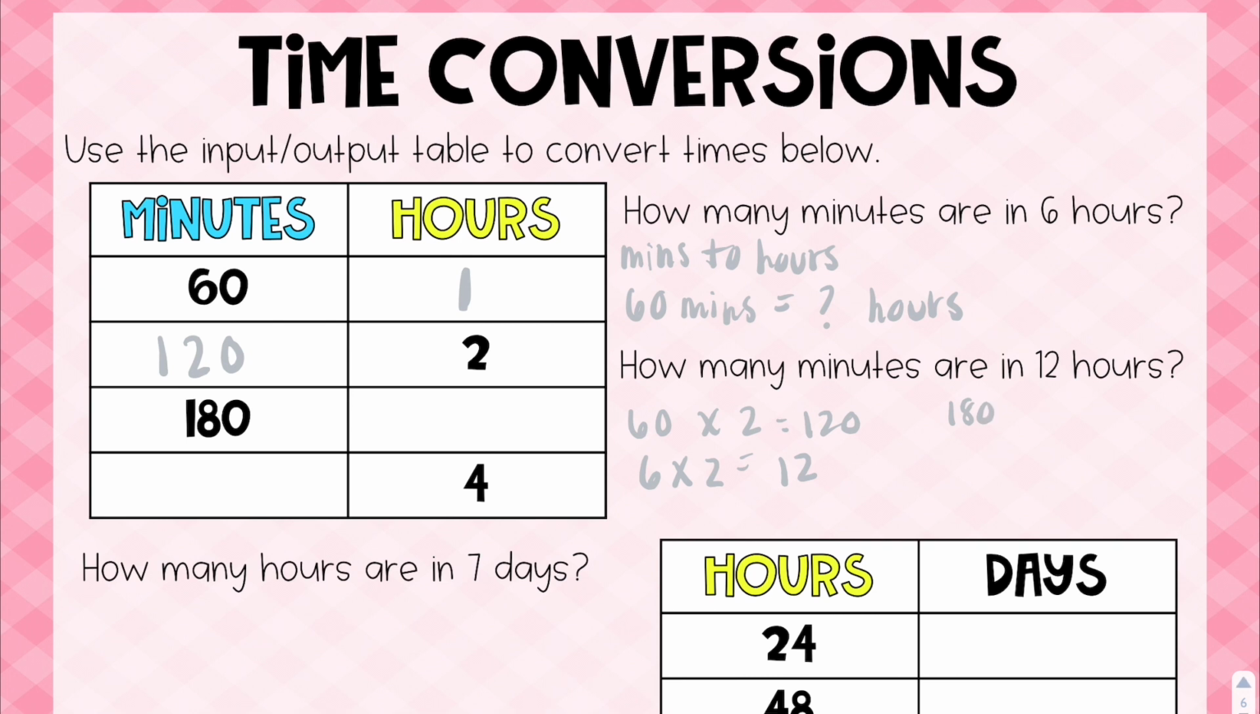You could have done 2 options. You could have done 180 divided by 60, and then you could have seen the known fact 18 divided by 6, which is 3. So I know that 180 minutes is 3 hours. They're equivalent. They have the same value.